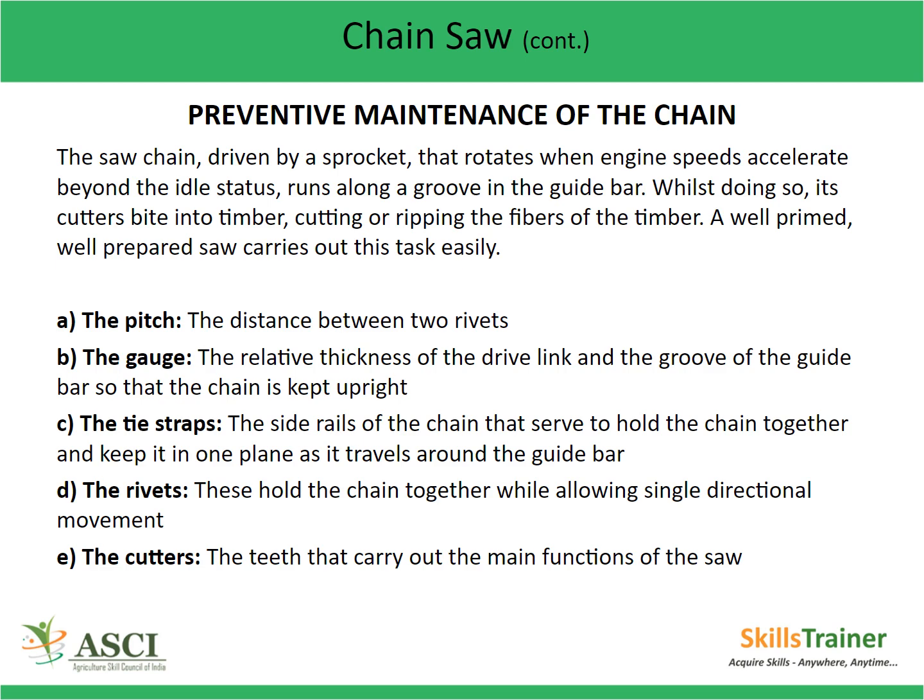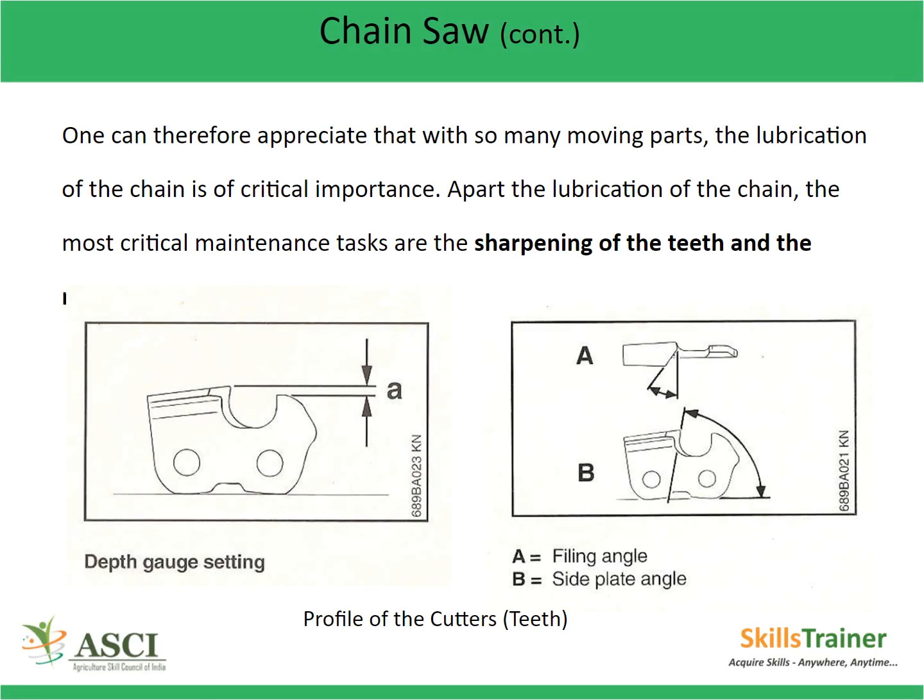The pitch. It is the distance between two rivets. The gauge. The relative thickness of the drive link and the groove of the guide bar so that the chain is kept upright. The tie straps, the side rails of the chain that serve to hold the chain together and keep it in one plane as it travels around the guide bar. The rivets, these hold the chain together while allowing single directional movement. The cutters, the teeth that carry out the main functions of the saw. One can therefore appreciate that with so many moving parts, the lubrication of the chain is of critical importance.